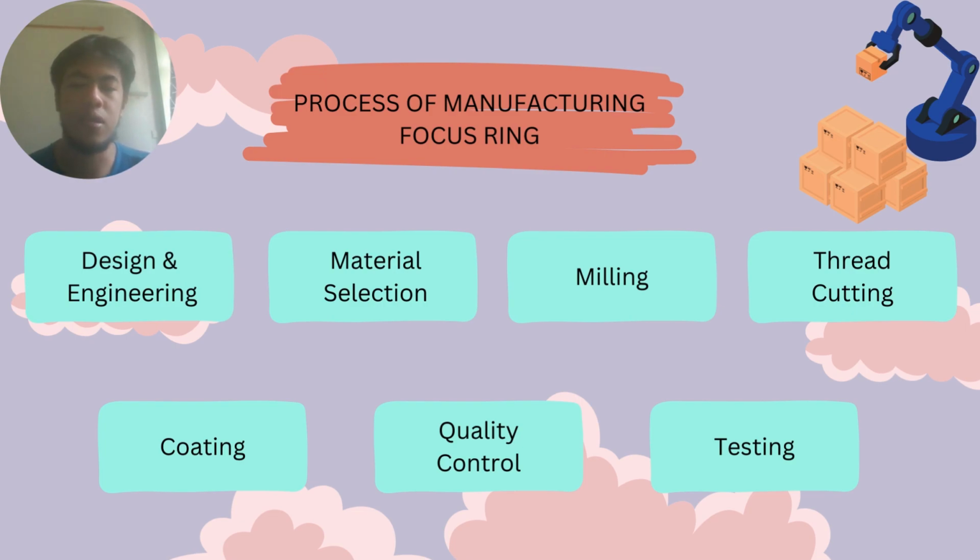For the quality control, inspect the focus ring for dimensional accuracy, surface finish, and any defects that may affect functionality. For the last one, testing. Conduct functional tests to ensure smooth and precise movement of the focus ring, verifying its performance in adjusting the binocular optics.